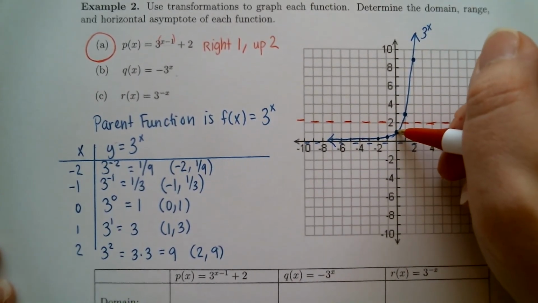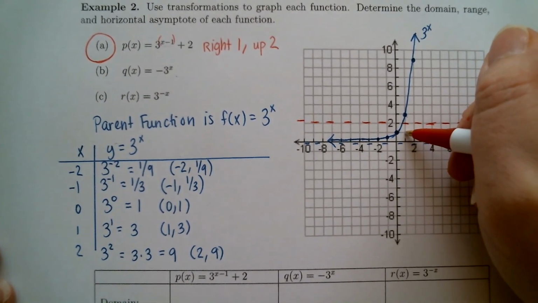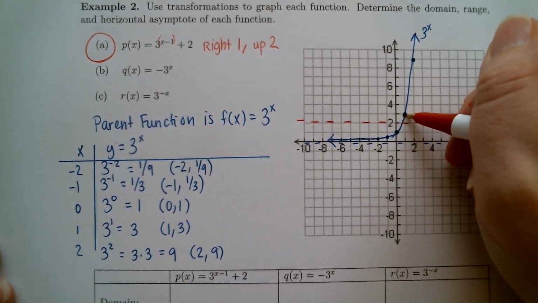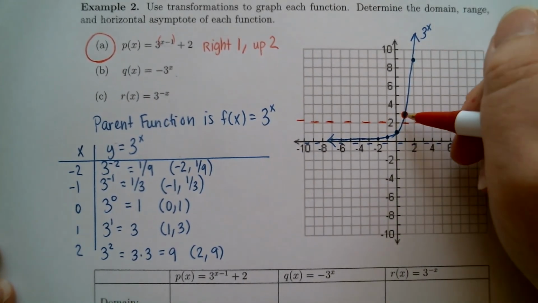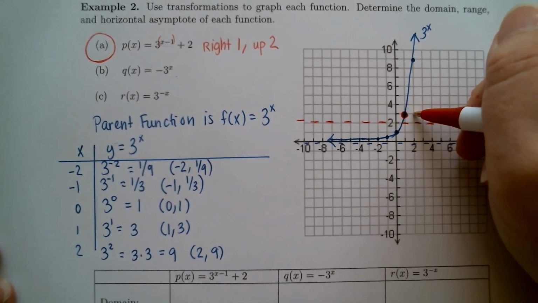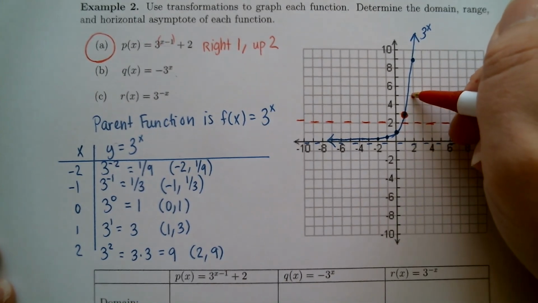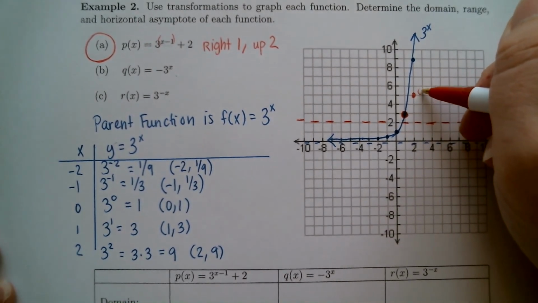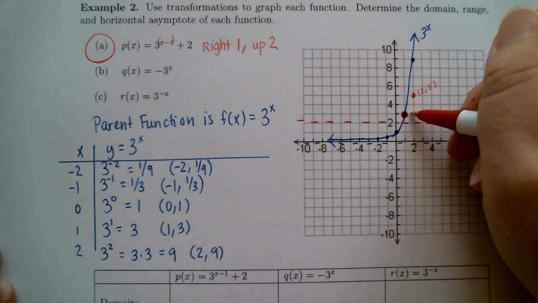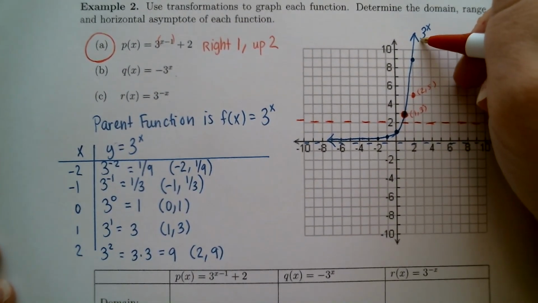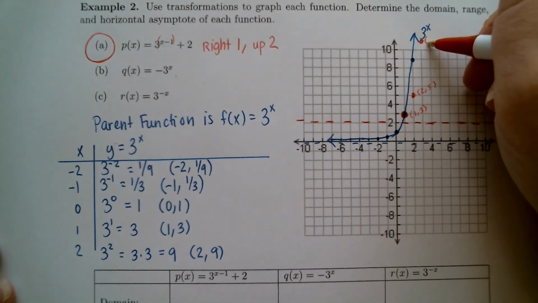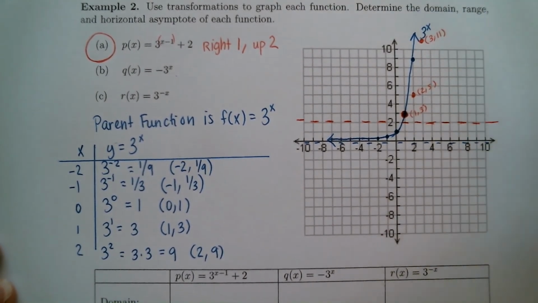I'll start right here because it's just an easy point. So we're going to go right 1, up 2. The red graph will go through this point. And then this point will go right 1, up 2, so this is going to be 2, 5. By the way, this is 1, 3. And then this guy will go right 1, up 2, so this is going to be 3, 11, slightly off the graph.